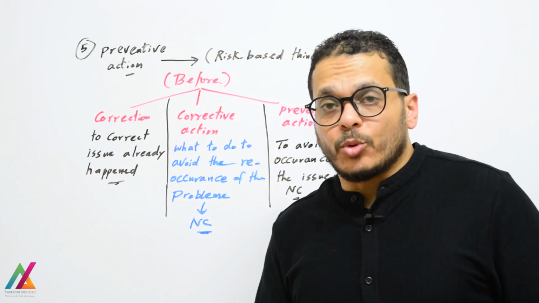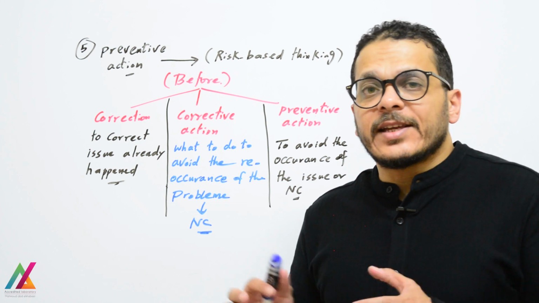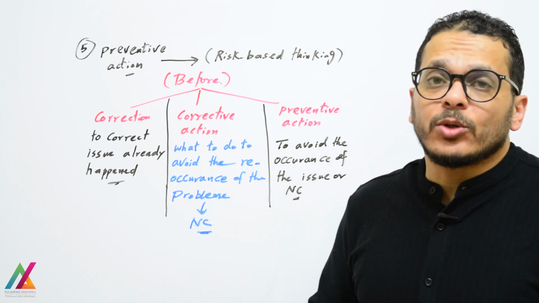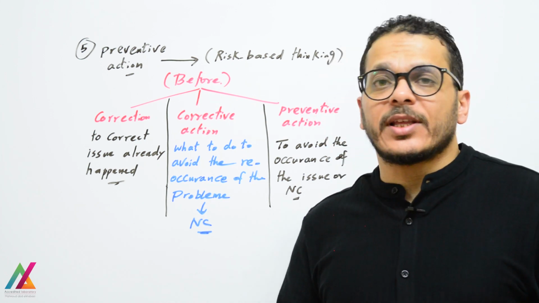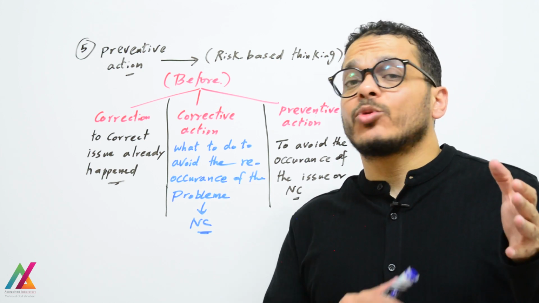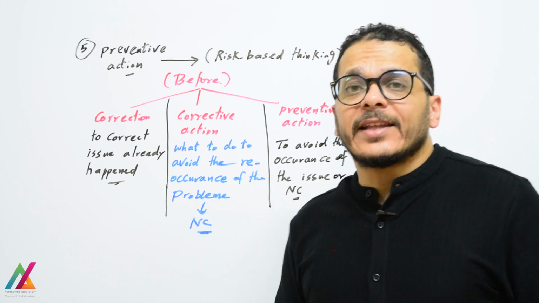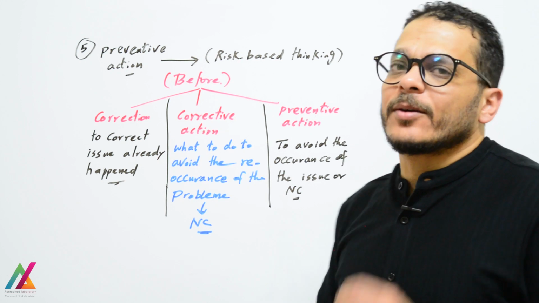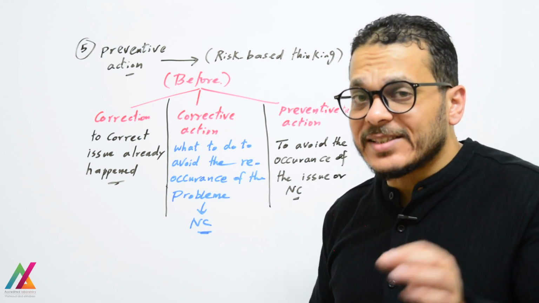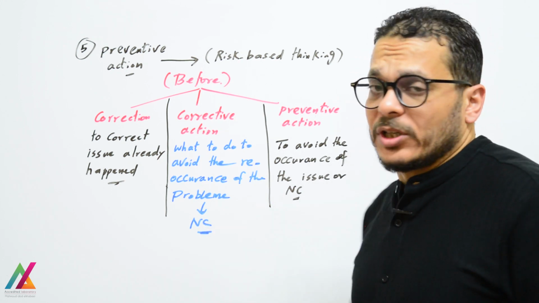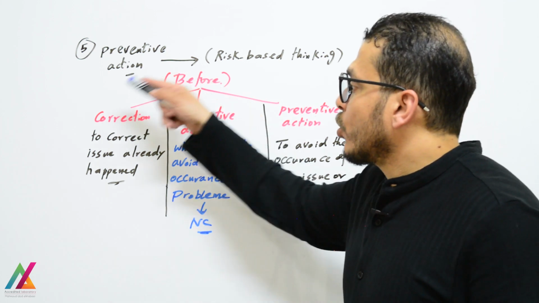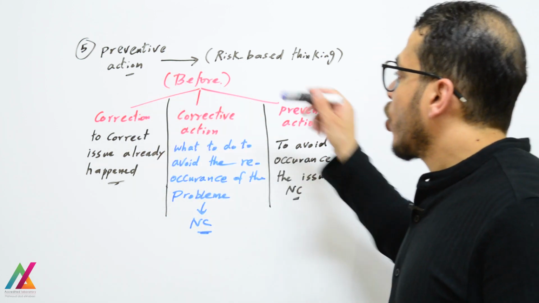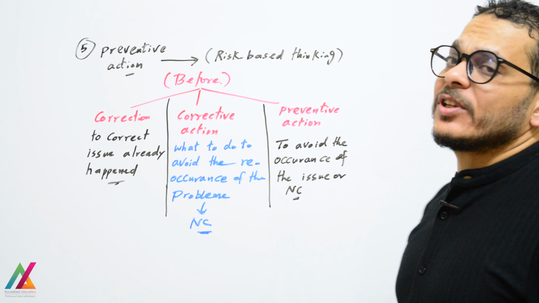And a very important point: preventive action. As I explained before in ISO 17025 2017 edition, preventive action has been removed from all the standard and replaced by the words risk-based thinking. Risk-based thinking is now very important. Before that, there was corrective action and preventive action.